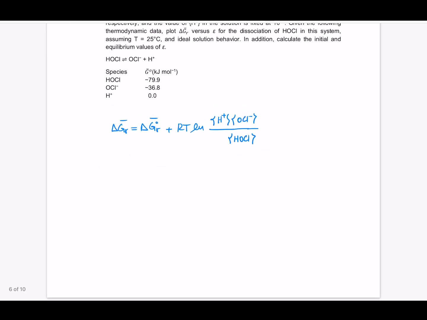So let's plug in some numbers, or let's just calculate delta GR at the standard condition. This would be pretty straightforward. We know this would be the sum of the G_i, similar to what we have for species and reactions. So it would be minus 79.9, that's for HOCl, plus minus 36.8 OCl minus, plus 0, which is for H plus. This would be 43.1 kilojoule per mole.